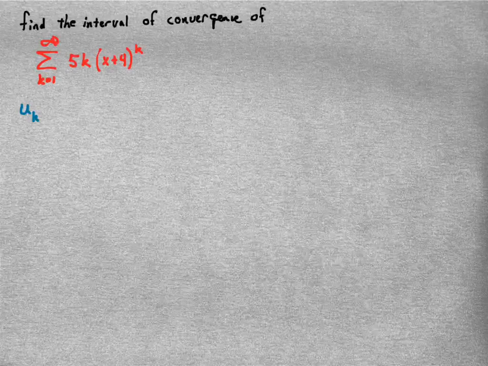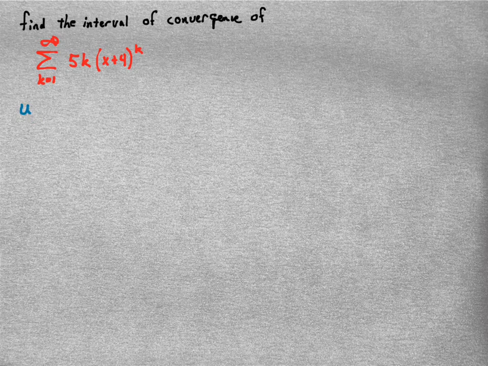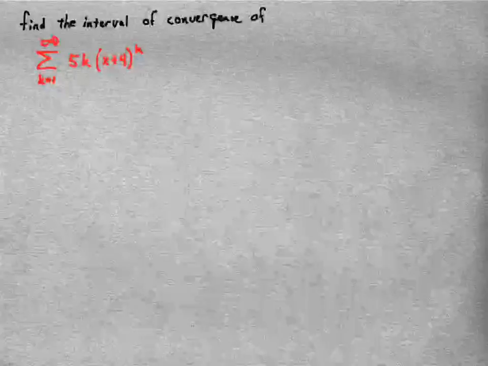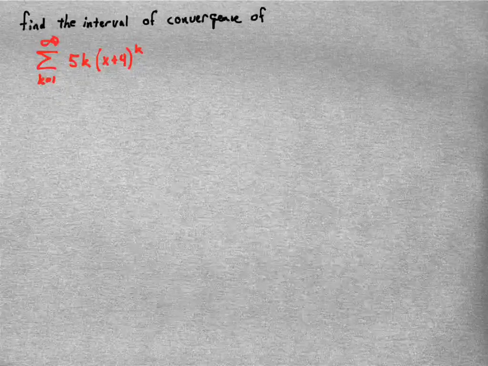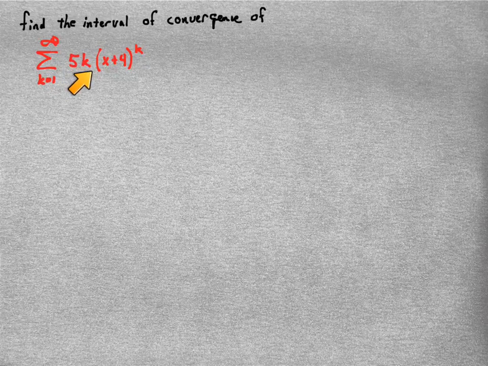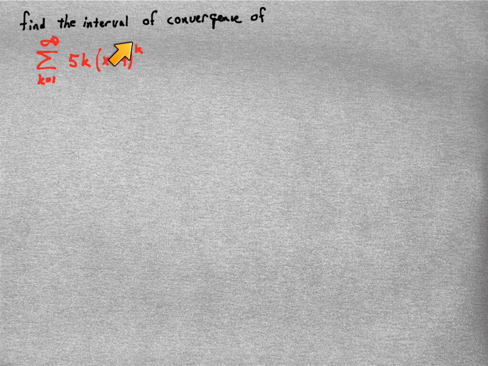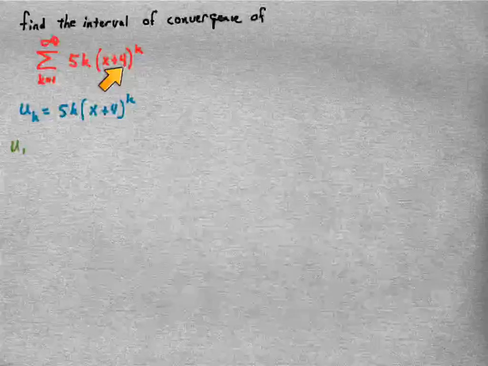I believe this is the final example for this video. Find the interval of convergence for 5 times k times x plus 4 to the k power. So we're going to have increasing coefficients as well as increasing powers here, and so let's find out when this thing converges. Once again, we look at the x plus 4, by the way.